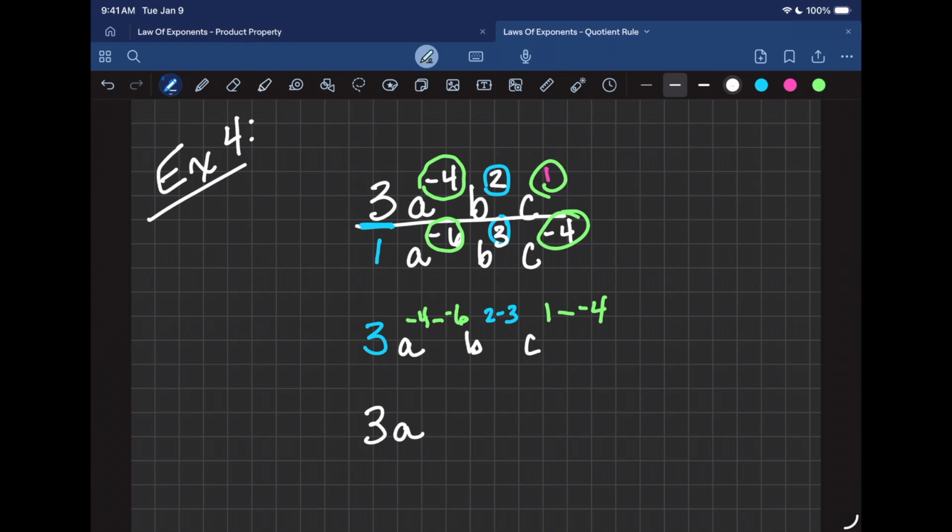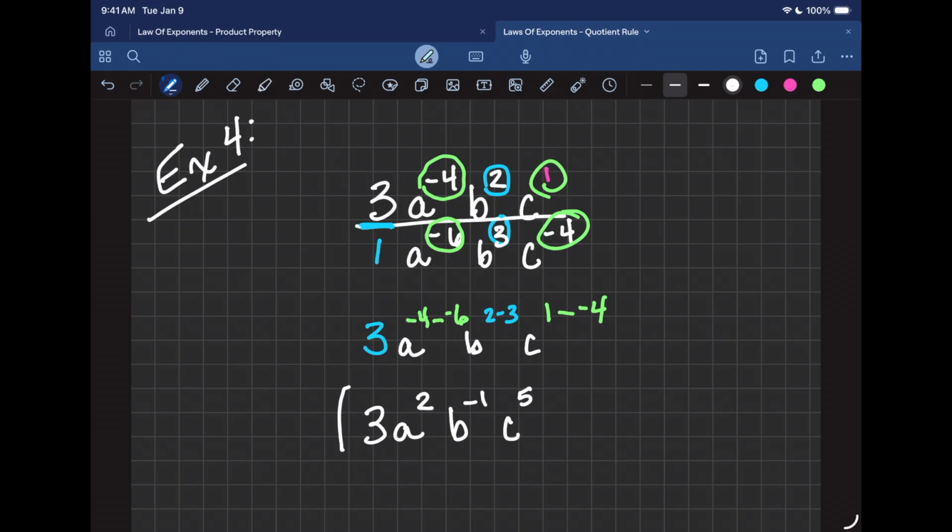A, negative 4 minus negative 6 is the same as me doing negative 4 plus 6, which would give me a positive 2. Then we have b to the power of 2 minus 3, which is negative 1, and c to the power of 1 plus 4, which is 5.